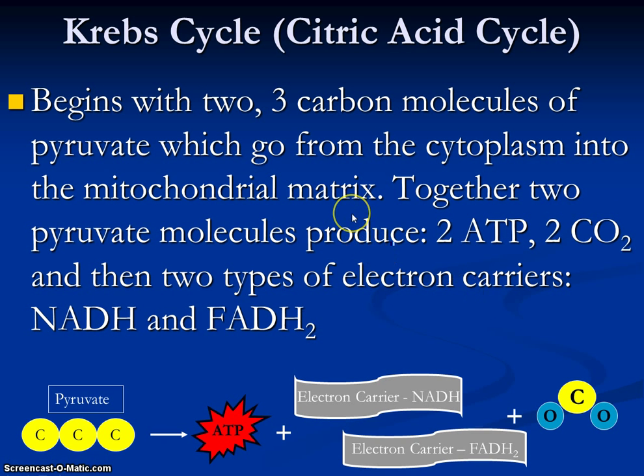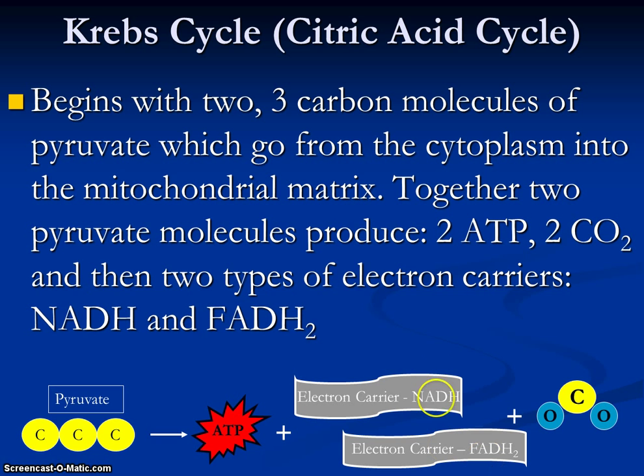All right, once they get transferred into the matrix of the mitochondria, they're going to be processed, okay? And as a result, you're going to get ATP. You're going to get two more ATP molecules produced through the reaction that they go through in the matrix of the mitochondria. You're also going to get some carbon dioxide produced. And you're also going to get two of these things that we're going to call electron carriers. We're going to name one of them NADH, and we're going to name one FADH2.